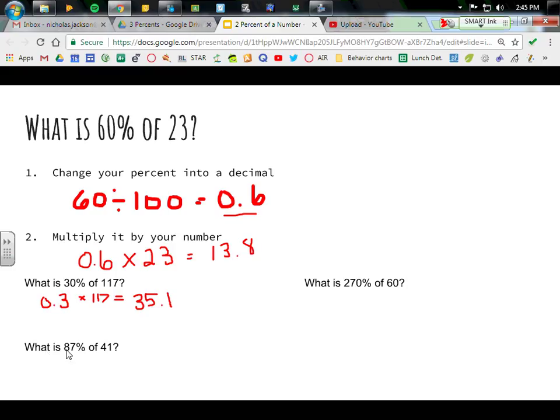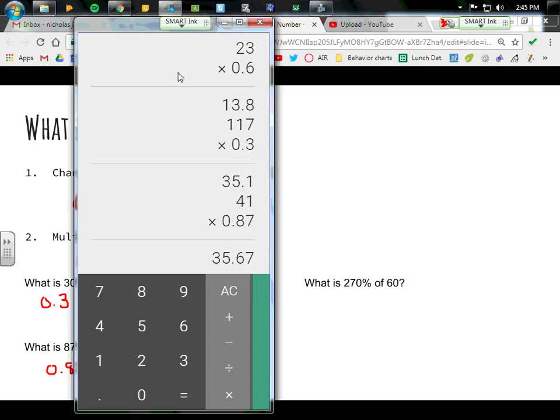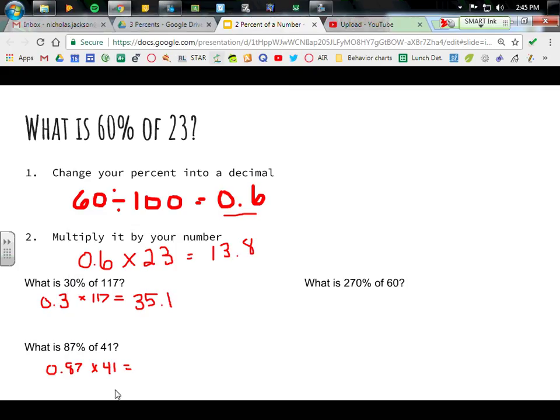All right, about 87% of 41. So change 87% to a decimal, divide it by 100, and you'll get 0.87. All right, we multiply that by 41, and our answer, 35.67.